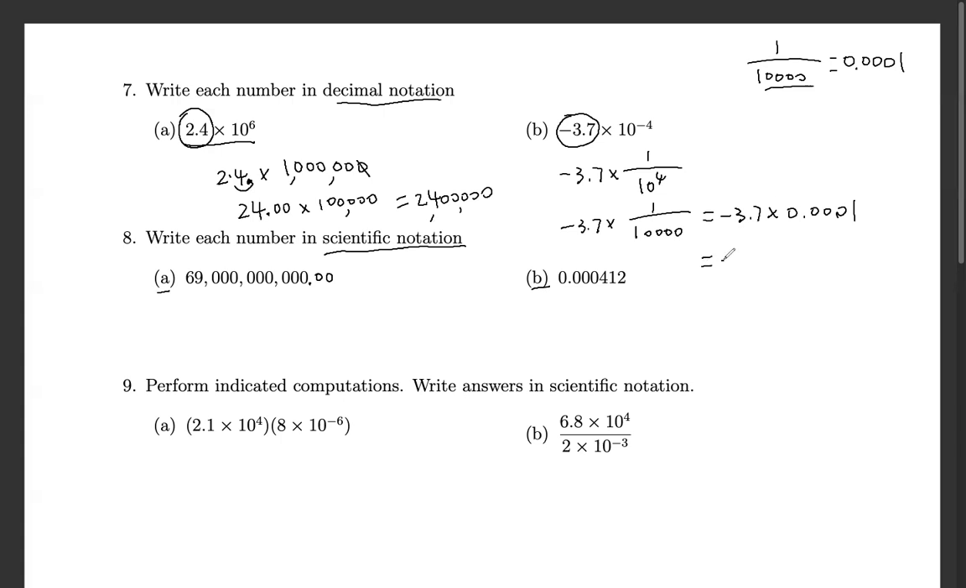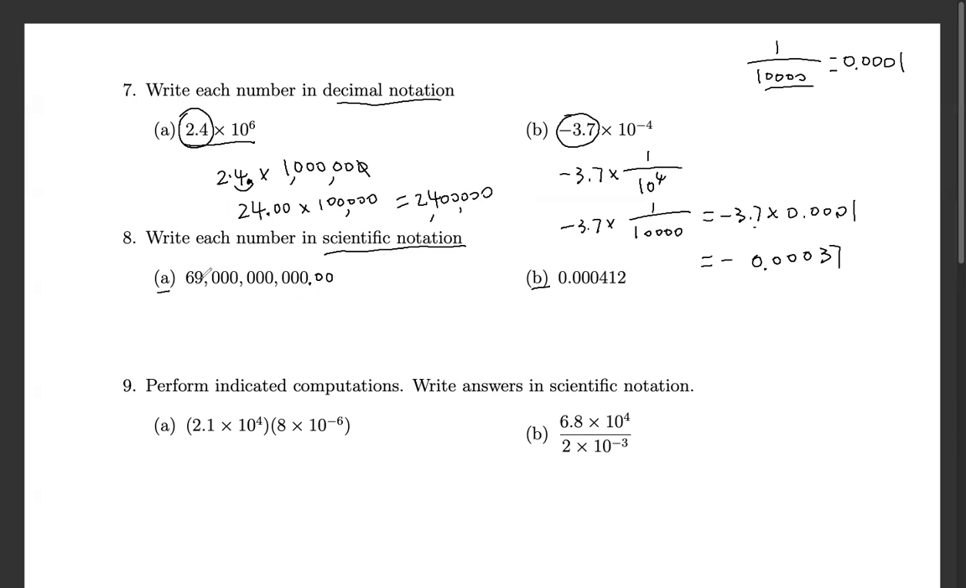So that is negative. Let's count how many decimal places. 1. So this is 4 decimal places plus this 1, so 5. So 1, 2, 3, 4, 5. So in the end, you'll get negative 0.00037. So number 8, we want to do the opposite. We want to write the decimal notation into scientific notation.